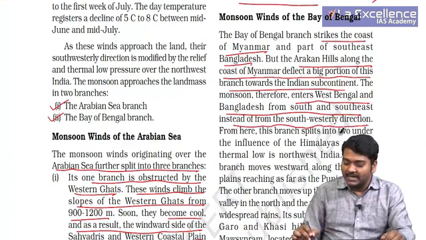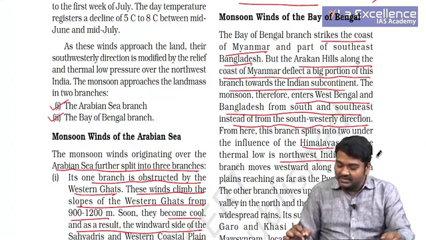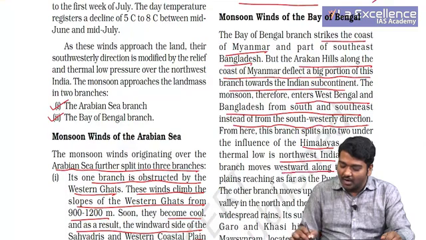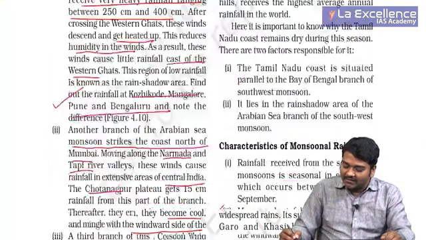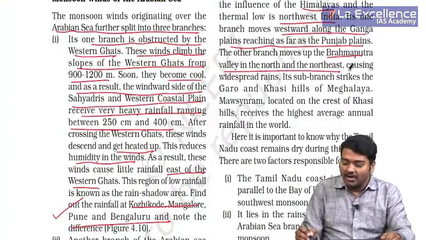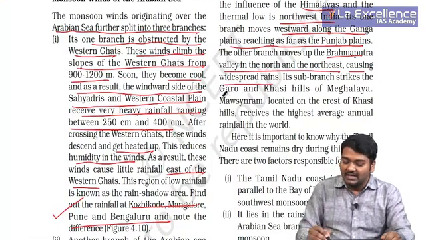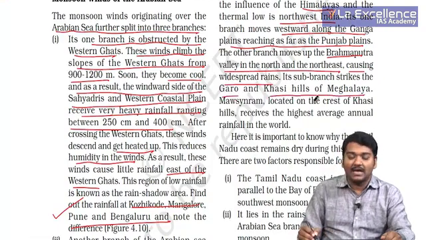From here, this branch splits into two under the influence of the Himalayas and northwest India. Its one branch moves westward along the Ganga plains reaching the Punjab plains. The other one will be moving over the Brahmaputra valley in the north and northeast, causing widespread rains. Its sub-branch strikes the Garo and Khasi hills of Meghalaya.